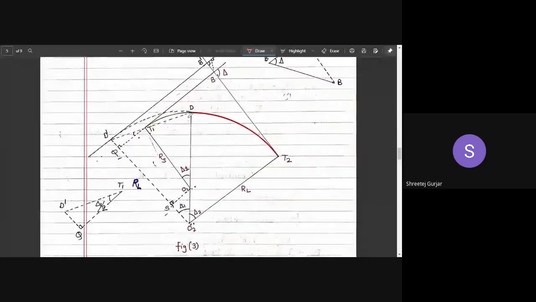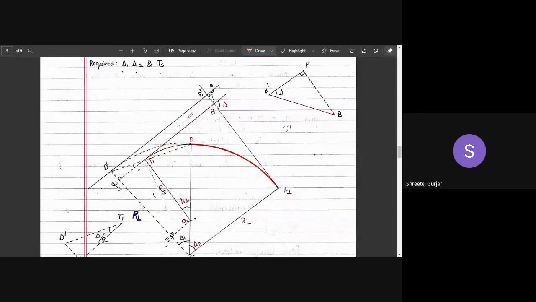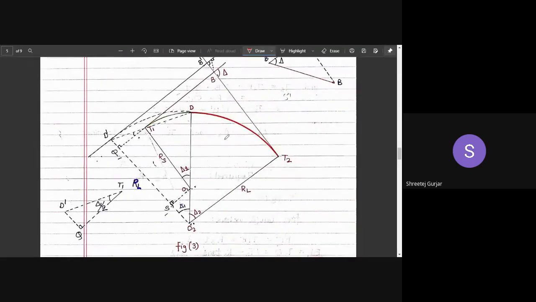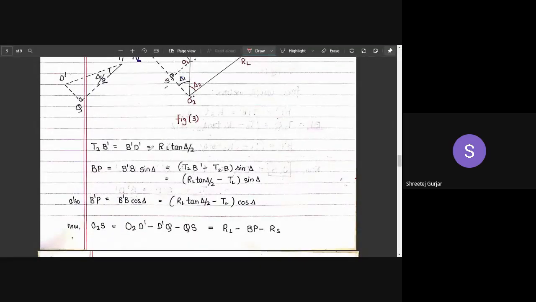So you are able to see figure number 3 on your screen. This is figure number 3 which we referred to for the third case; for the third case we drew this figure. The same figure we will be referring to for this particular case also. From the third case, we derived a few things, and the same things we will be using over here. So B dash D dash we will be taking from the third case. This result we have with us.